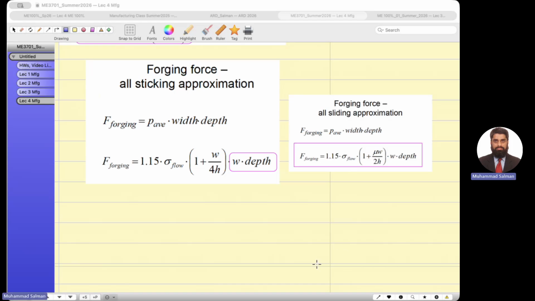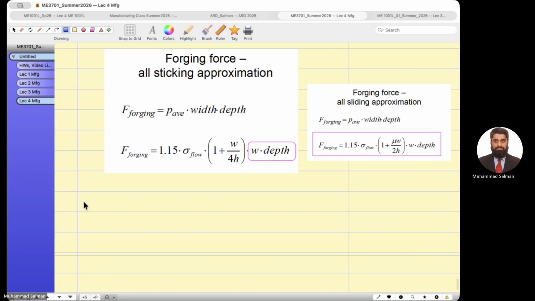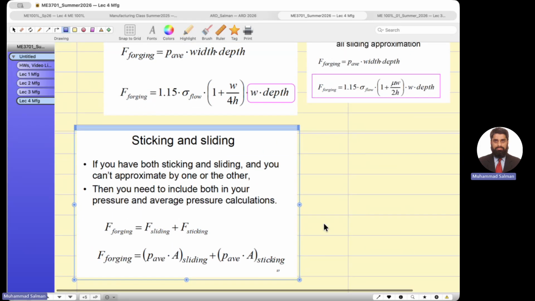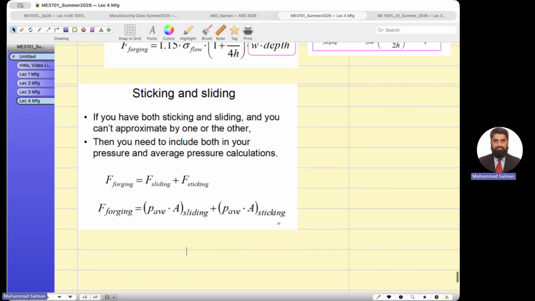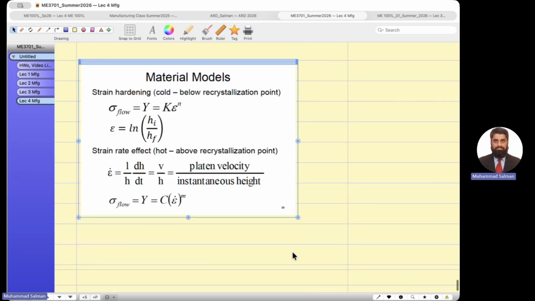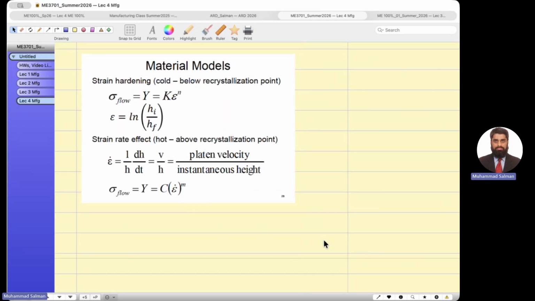And when you are in between sliding and sticking, then you have to find out the total force, which is the combination of sticking and sliding. You should be ready to use a calculator a lot. Please bring your two calculators. If one battery goes down, you should have another standby calculator in the exam.